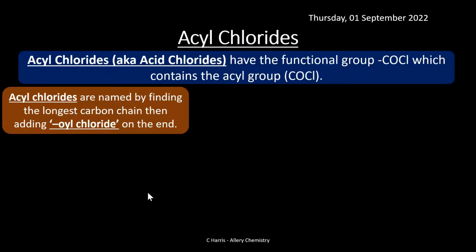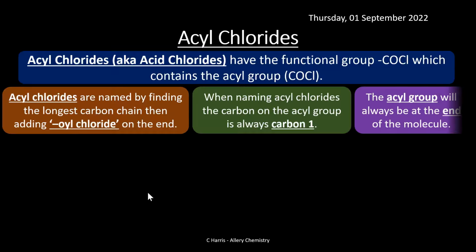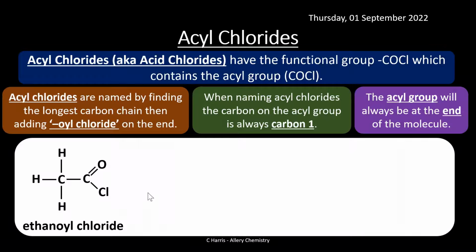So when naming acid chlorides, the carbon on the acyl group is always carbon 1, so it's exactly the same as if it was a carboxylic acid, no difference there. And the acyl group will always be at the end of the molecule. You're not going to get the carboxylic acid group in the middle. It's always going to be a terminal group. So this one is going to be ethanoyl chloride because you've got 2 carbons, as you can see there, and you've got an acid chloride at the end.